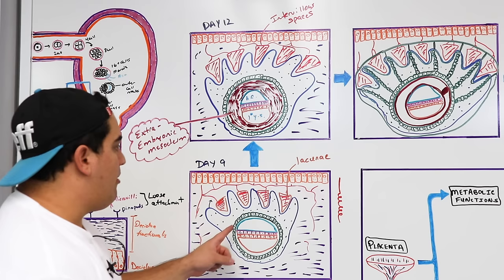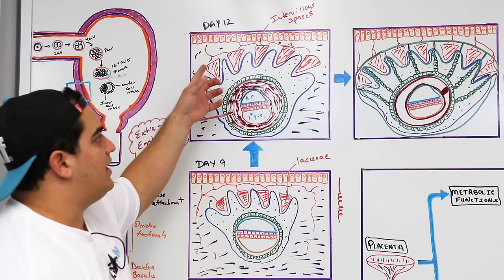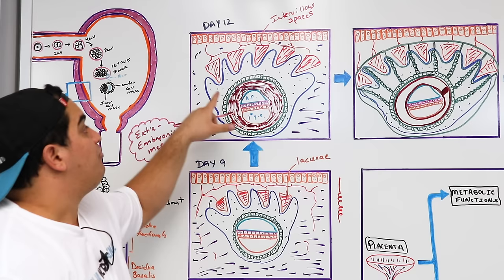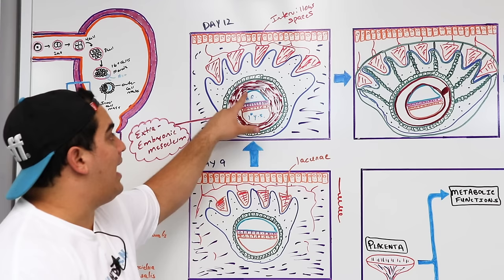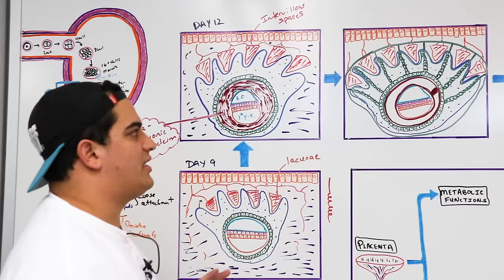So what I want you to remember: in day 9, lacunar spaces get filled with blood. Day 12, intervillous spaces, we're just going to change their name a little bit. They start getting filled with a little bit more blood, and you form an extraembryonic mesoderm between the cytotrophoblast and this embryoblastic structure here. Let's keep going.